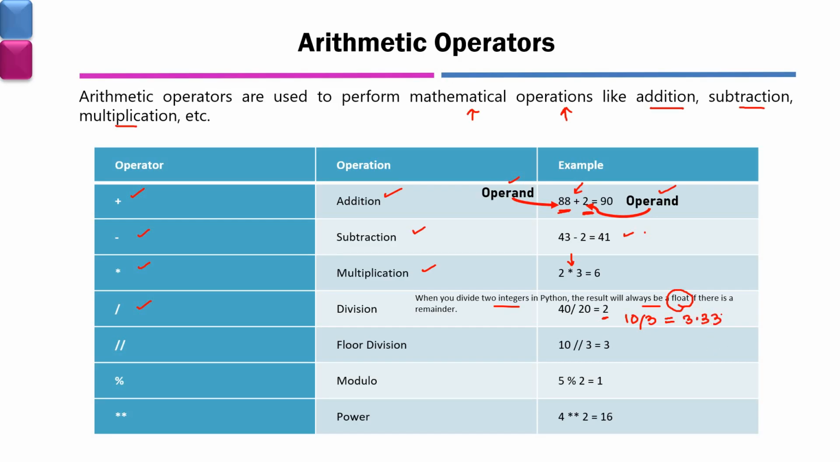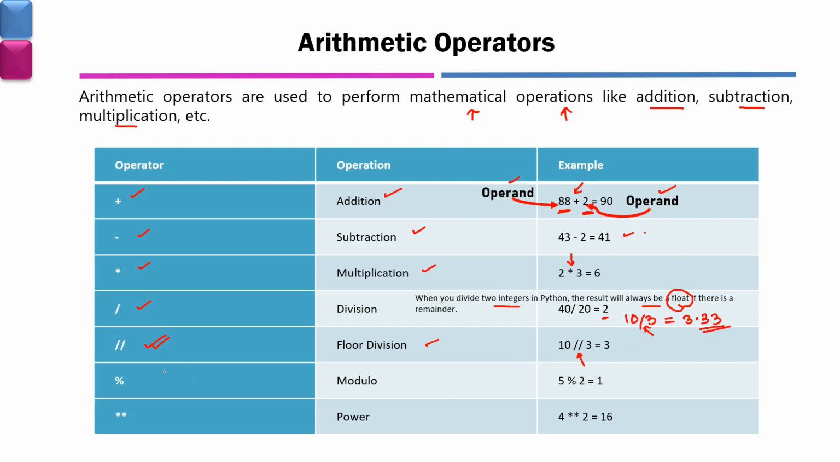So whenever you are giving a single slash, it means float division, and the result will be a float if there is a remainder. Whenever you are giving a double slash, it means integer division. Then what will be the result? It will give you the actual quotient. No decimal point values will be there. So 10 double slash 3 will be equal to 3.